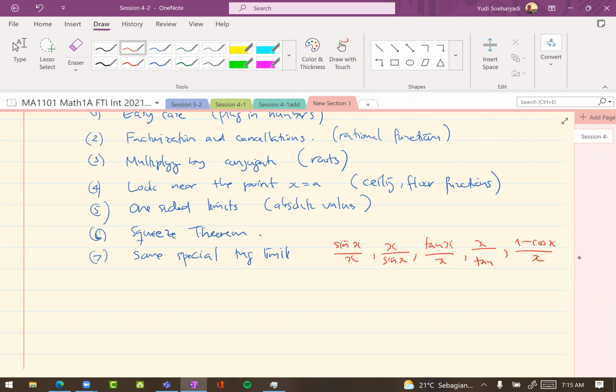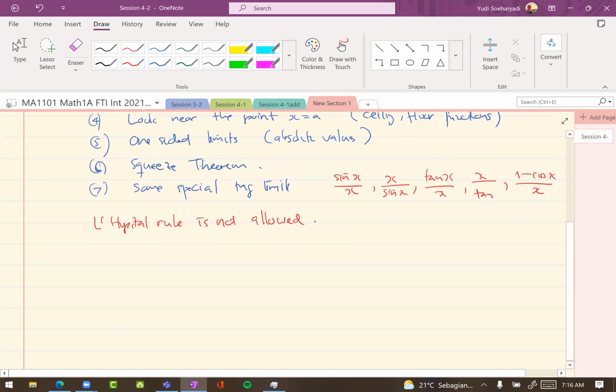What is the next? All right. And the thing here is that by no chance, by any chance, can you use L'Hopital. If you recall what you learned in calculus in your high school, there's something called L'Hopital's rule. But we'll see later. Okay. All right, so that is what we learn from limits.